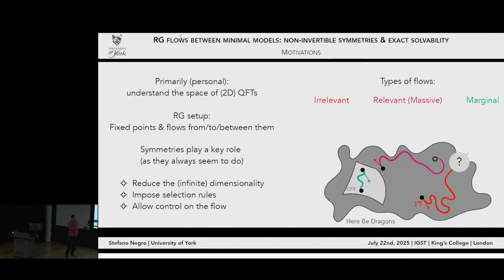You have relevant massive flows. So you have flows that start on a UV CFT, you have a relevant operator, and then you turn on the RG machinery, and this flow usually goes to an empty theory. If you have a mass gap, then the degrees of freedom decouple in the IR, and then you end up with a theory that doesn't have any propagating degrees of freedom. It might have some topological features, but in general, it's an empty theory.